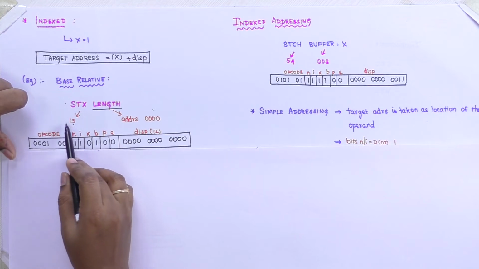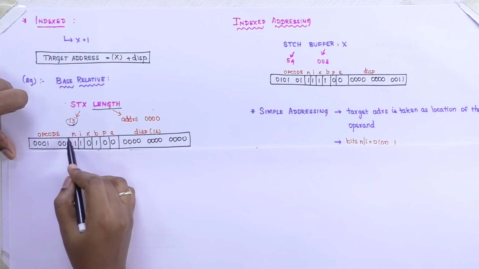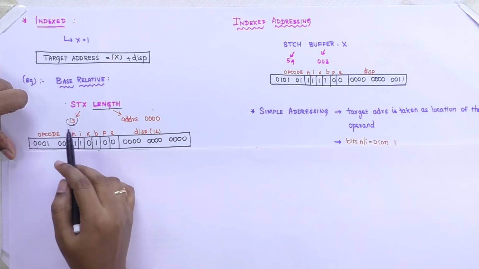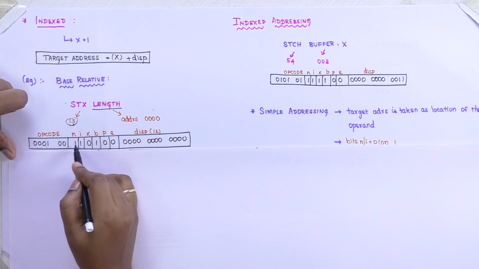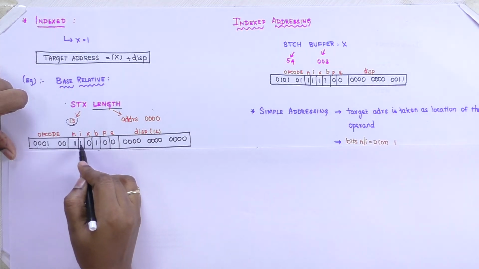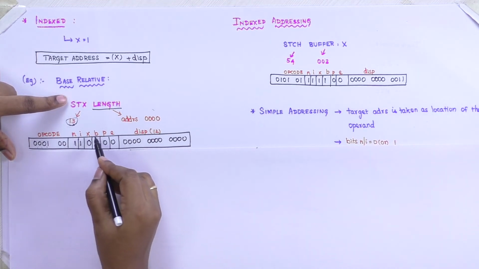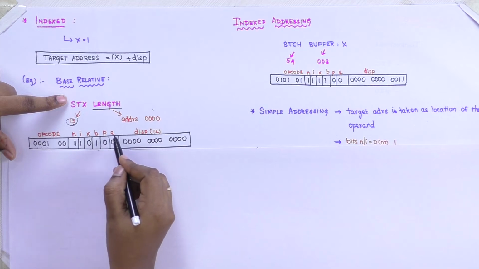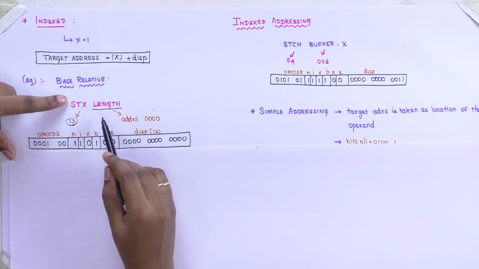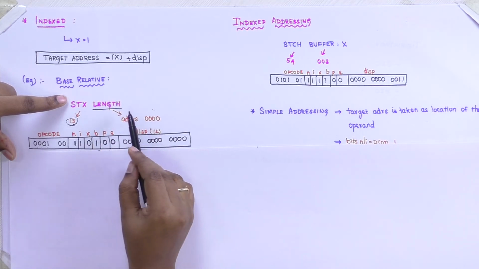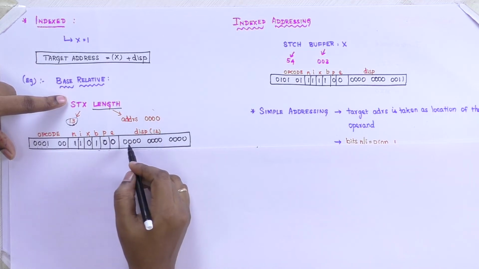Opcode is 13, so you have to represent 13 in 6 bits. 1 is 0001 and 3 is 0011, so I am writing only 00. Then simple addressing. For simple addressing, we have to mention both n and i value as 1 and x is equal to 0. Since it is a base relative addressing, B should be 1 and P should be 0. Since it is a format 3 instruction, e should be 0. Displacement is nothing but the address of the label LENGTH. So the address is 0000, and you have to represent it in 12 bits.